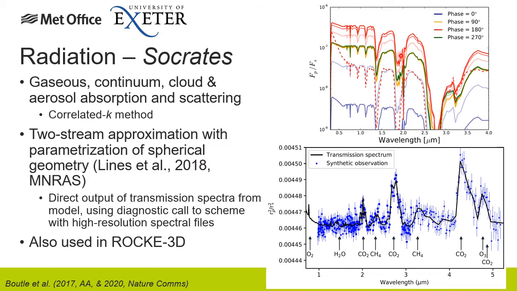And so that's what's shown on the right here. There's an example of a reflection spectrum and a transmission spectrum of Proxima b generated directly from the model. It's also worth saying that this is the same scheme that is used in ROCKE-3D, so hopefully we can do some good comparisons there.